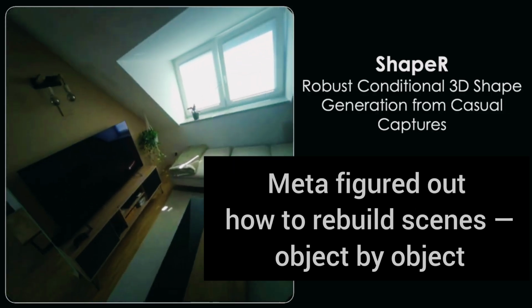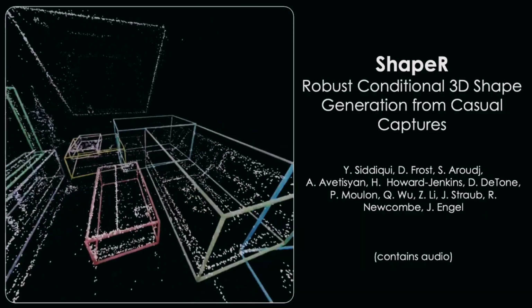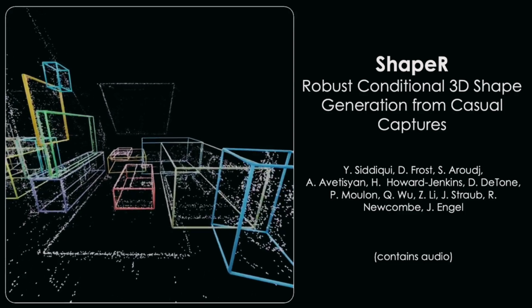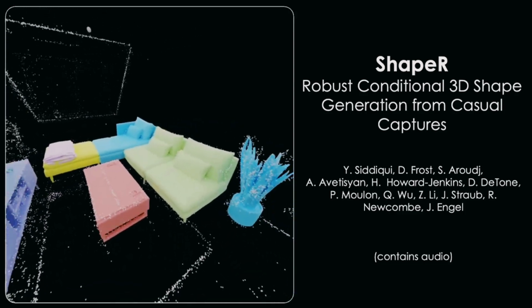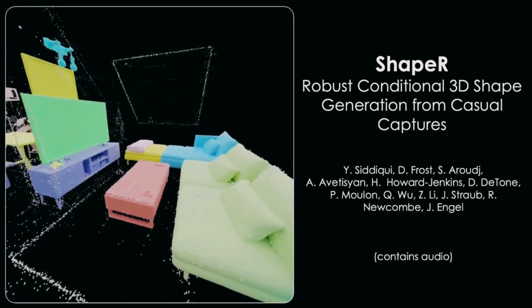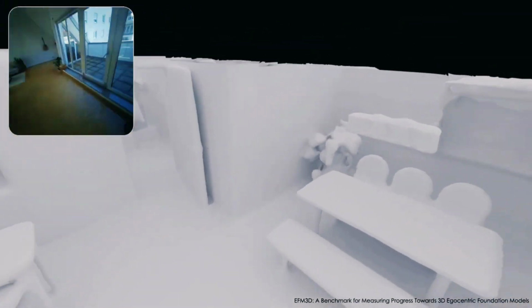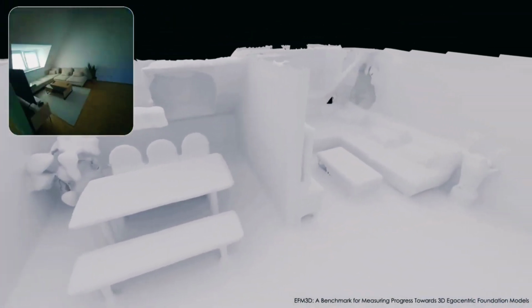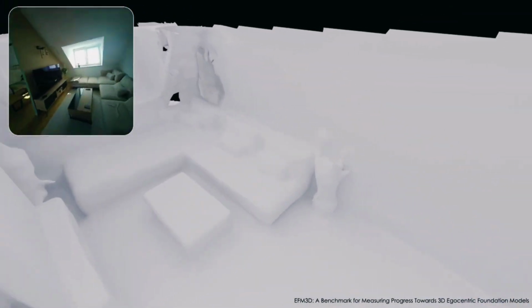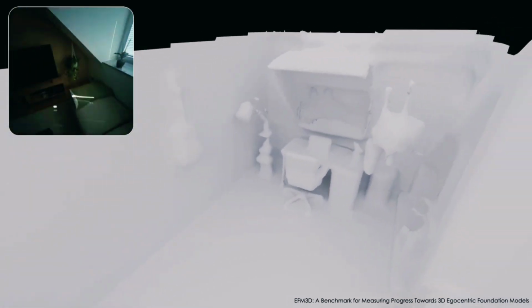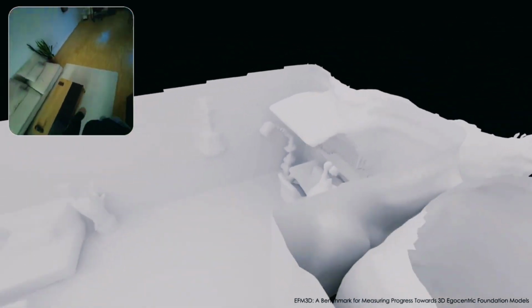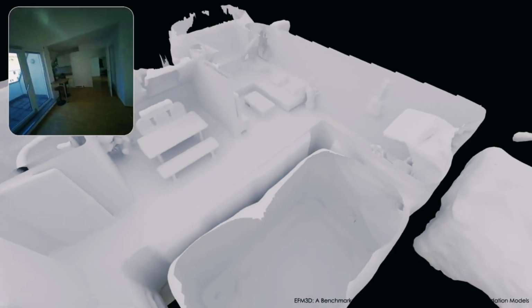We introduce ShapeR, a novel approach to robust conditional 3D shape generation from casually captured sequences. For a casually captured sequence such as the one on the top left, where the observer freely walks across the scene, we can run traditional scene-centric reconstruction, which can give decent metric geometry for all the surfaces observed.